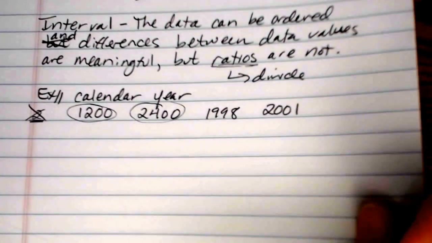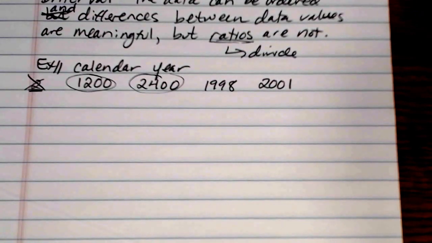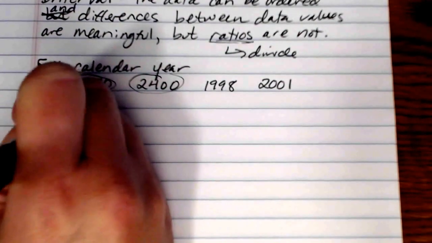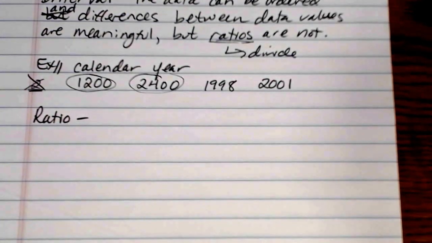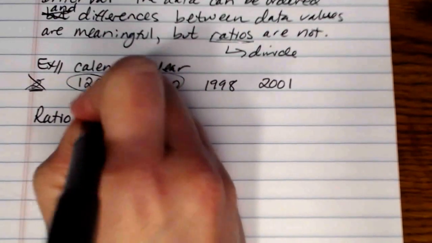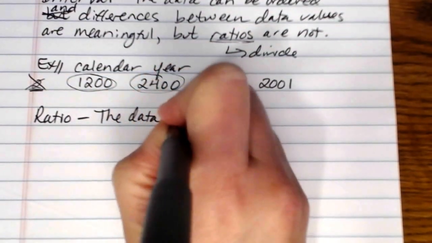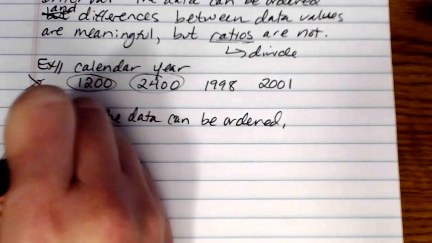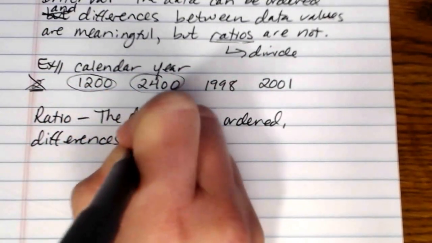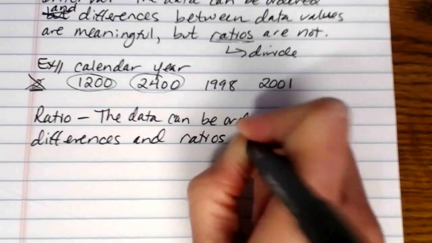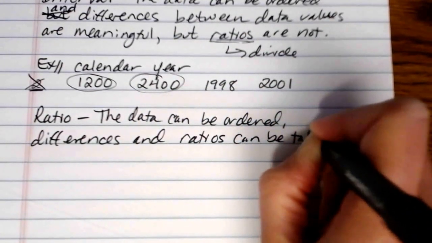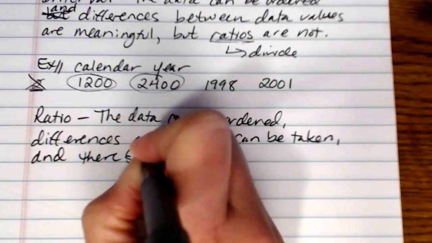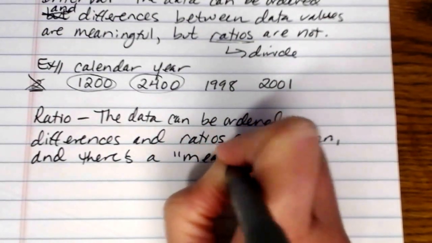Then our last level, and it's the one that we're kind of hoping for as statisticians because it's the one that we can do the most math with, is the ratio level of measurement. Okay. So at the ratio level, the data can be ordered. Differences and ratios can be taken. And there's what's called a meaningful zero.